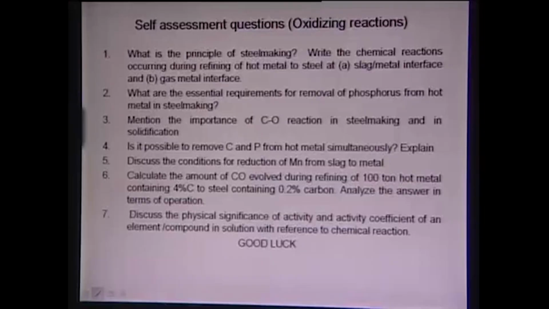So, here are the questions for your self assessment on the oxidizing reactions. What is the principle of steel making? Write the chemical reactions. What are the essential requirements for removal of phosphorus from hot metal in steel making? Question number 3, mention the importance of the CO reaction in steel making. The 4th, 5th, 6th and 7th I have already discussed the answers to. Please read the questions and see that you are able to answer.